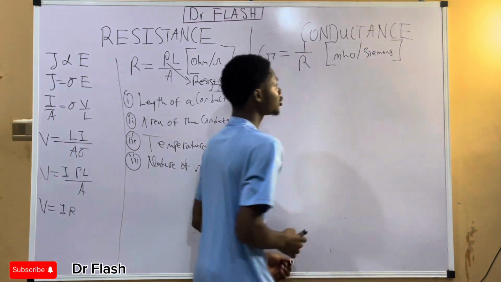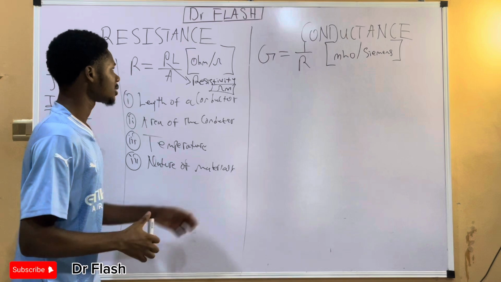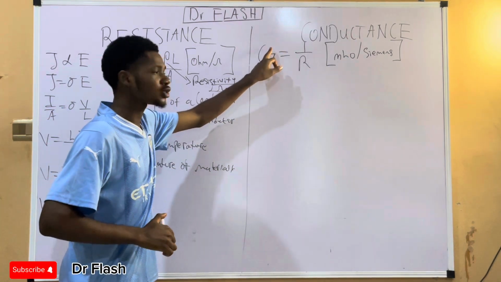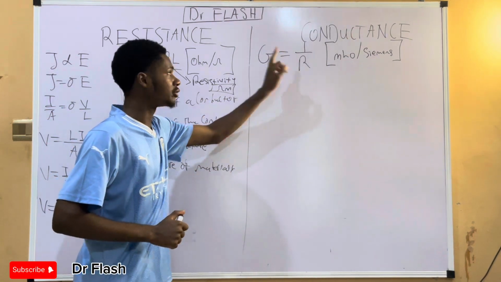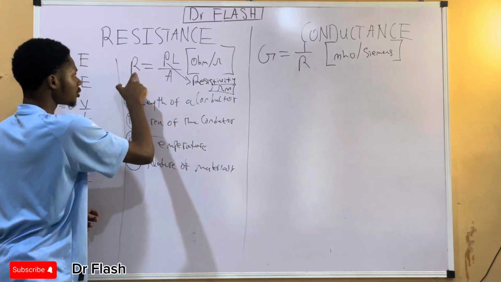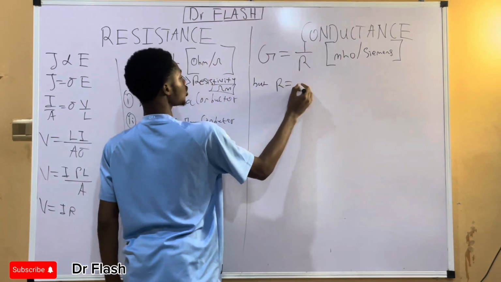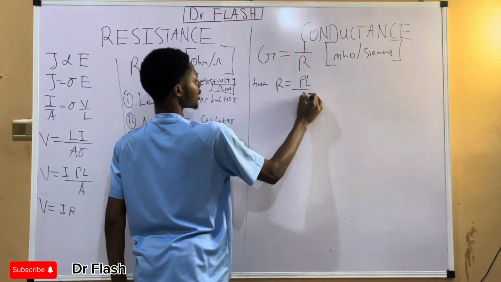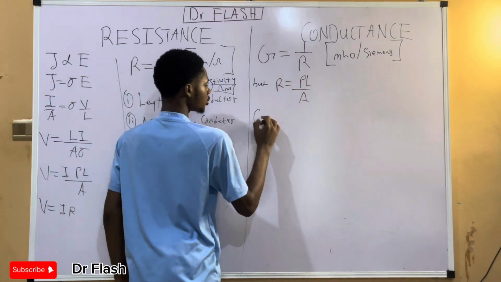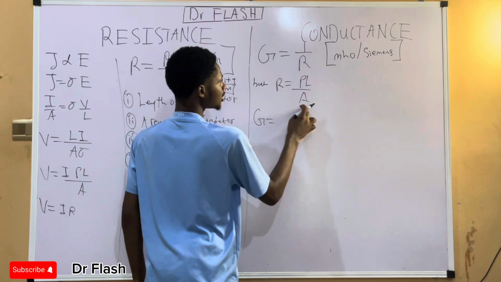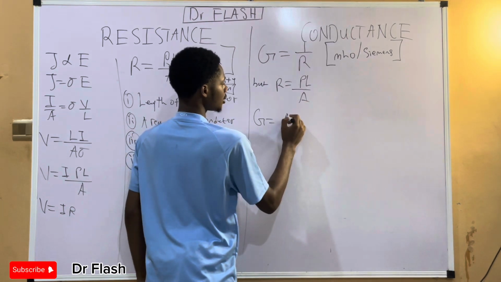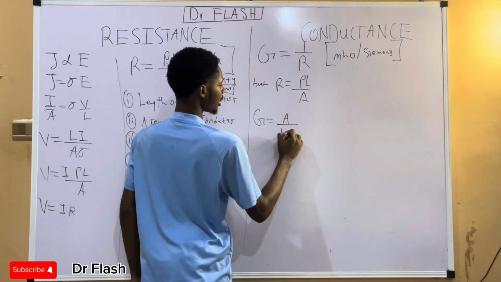Siemens is also another unit for measuring conductance. So if we want to get the formula for conductance, we can substitute R into this formula. We take note that R is equal to rho times L divided by A. Substituting into this equation, we get G is equal to A divided by rho L.